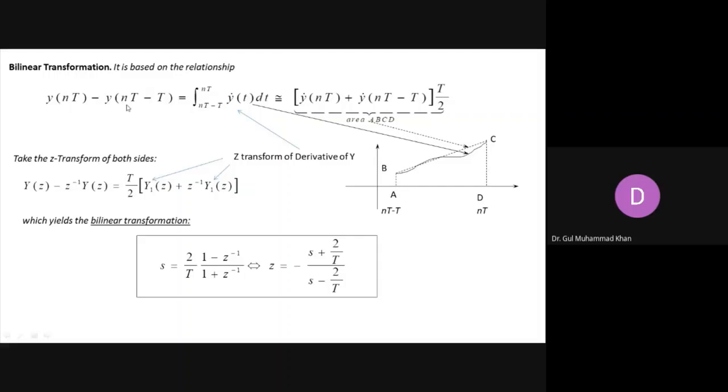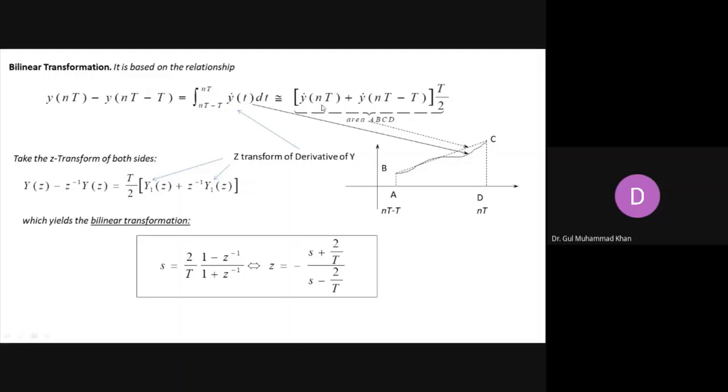So y of n minus y of n minus t, right? This is also equivalent to taking the integral of its derivative from this value to this value. You do understand that the integral is actually the area under the curve.